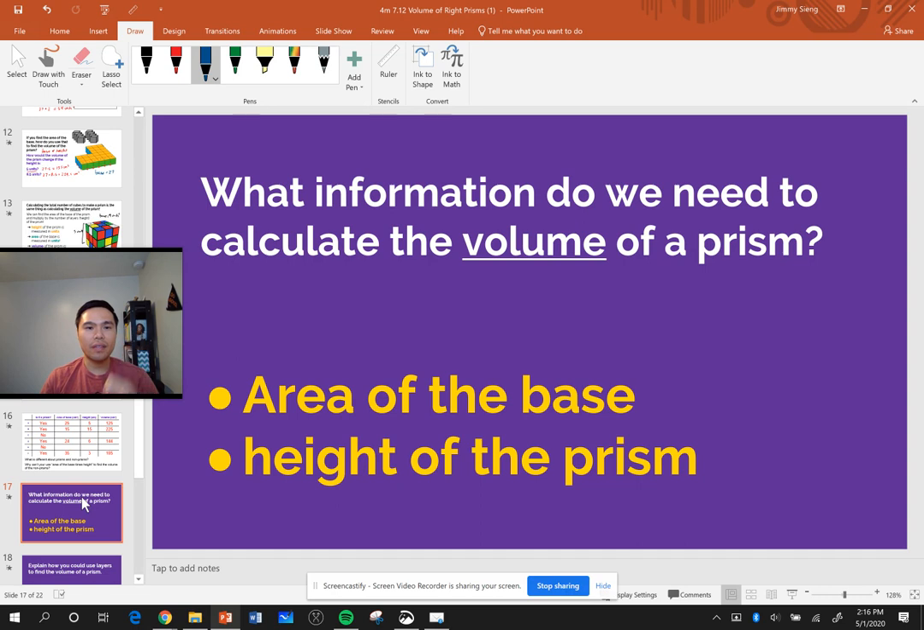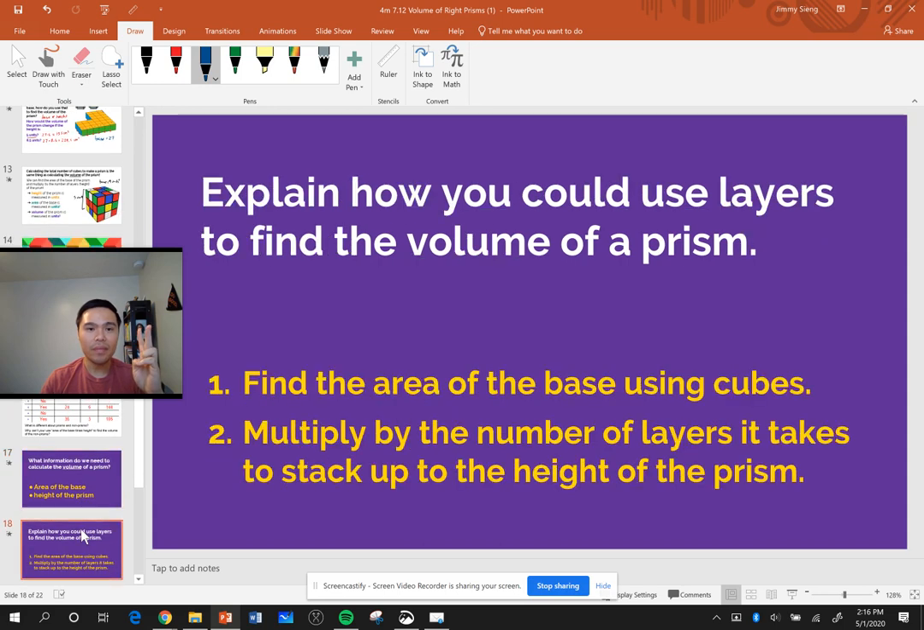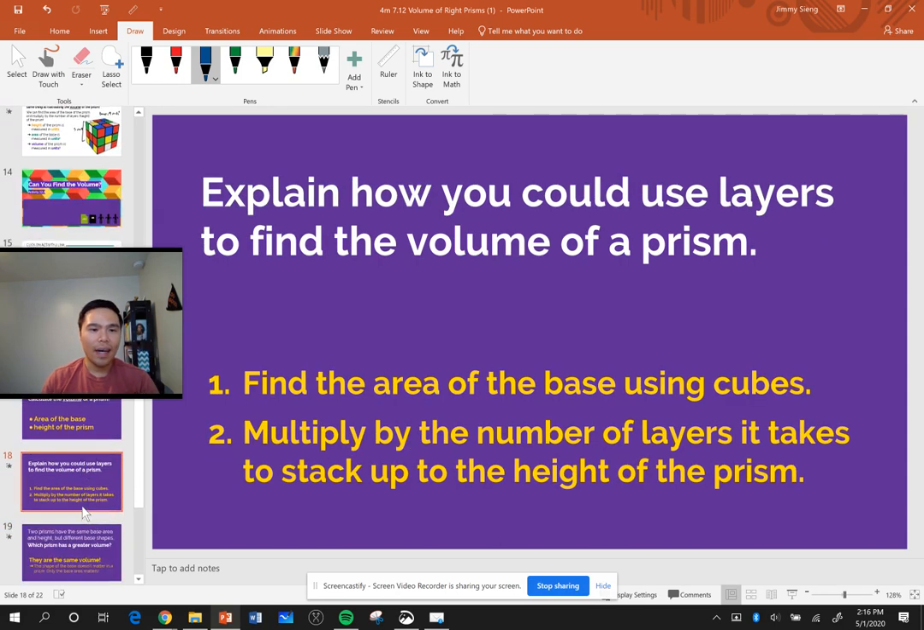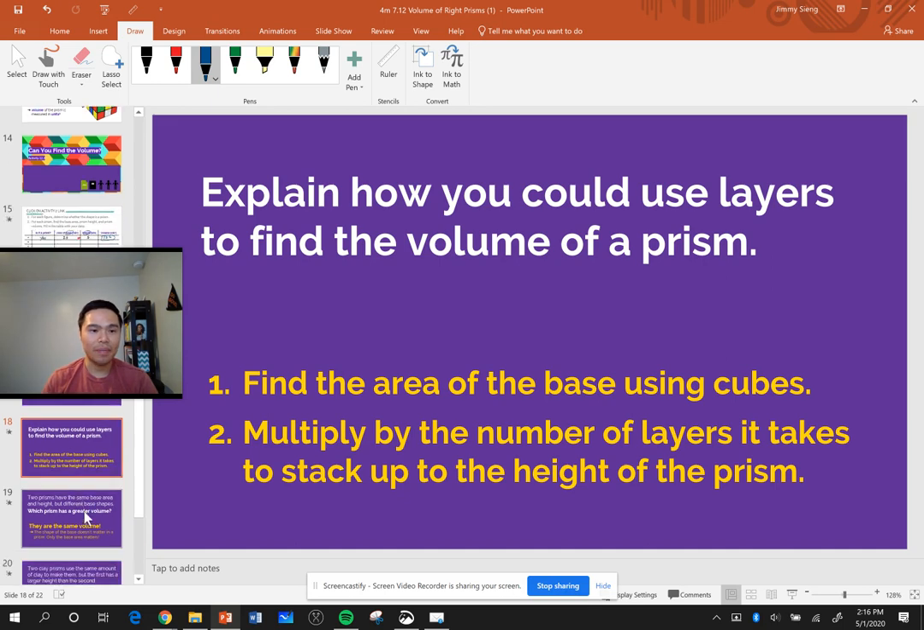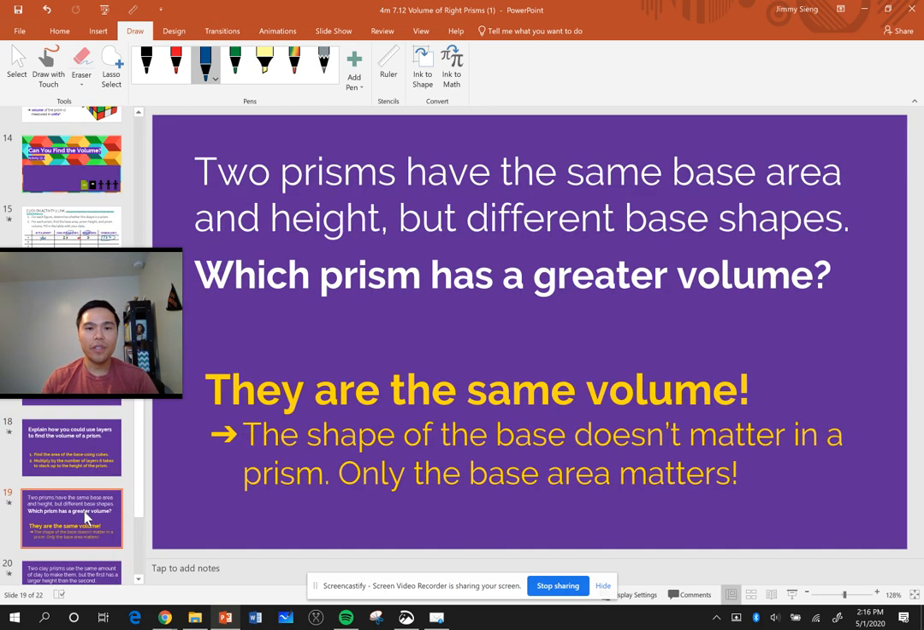So 2 things, what information do we need to calculate the volume of a prism? We need the area of the base and height of a prism, right? Times them together. Second thing is explain how you could use layers to find the volume of a prism. Well, you find the area of the base and you multiply the height or how much it stacks up. Next part, 2 prisms have the same base area and height, but different base shapes. Which prism has a greater value? They are technically the same value. The shape of the base doesn't matter in a prism, only the base area matters.